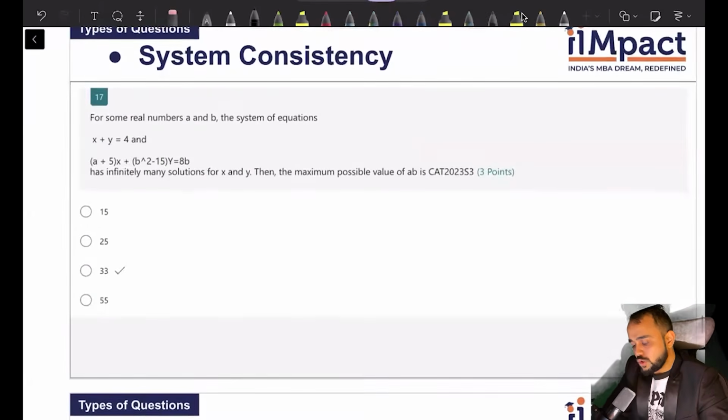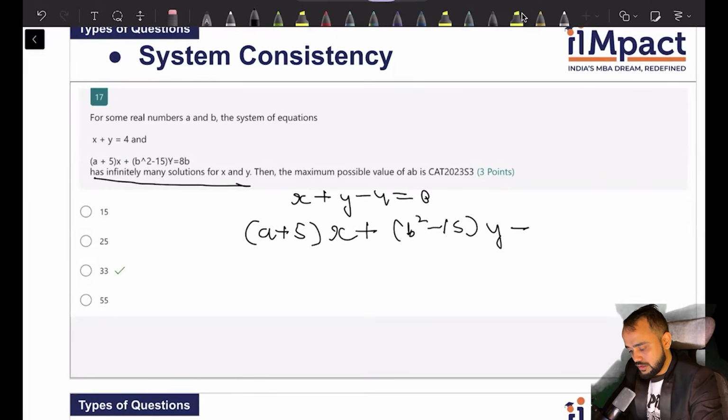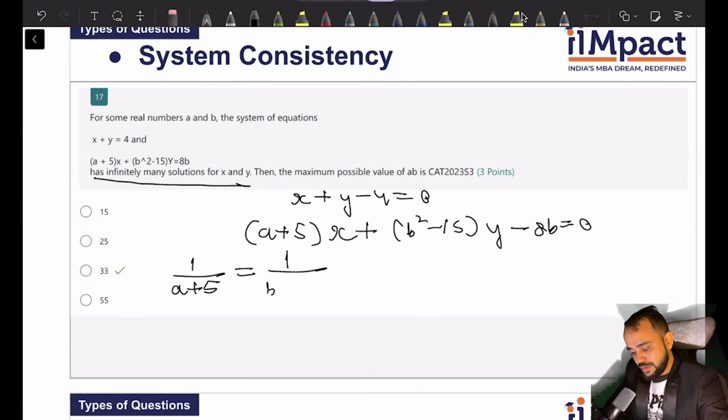Let's see the questions. CAT 2023 slot 3. x plus y is equal to 4 and (a plus 5)x plus b square y. They are saying this has infinitely many solutions, which means that the coefficients are following what? All their ratios are equal. So 1 by a plus 5 is equal to 1 by b square minus 15 is equal to minus 4 by minus 8b, which is going to be 1 by 2b.